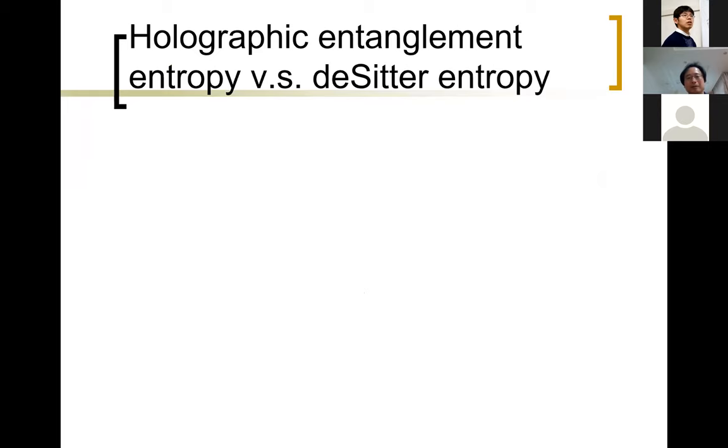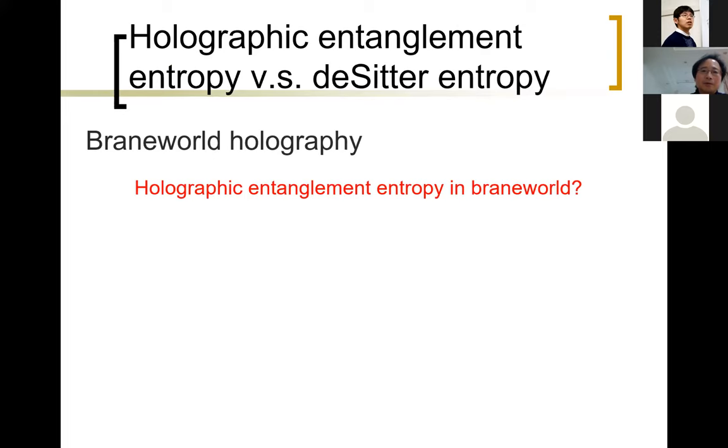The result is very simple. So as I said, we have the holographic aspect in the brane world model too. So it's natural to ask about holographic entanglement entropy in the brane world. So then we examine the Ryu-Takayanagi formula. If you consider a theory with a higher curvature term, we have to follow the Jacobson-Myers formula.